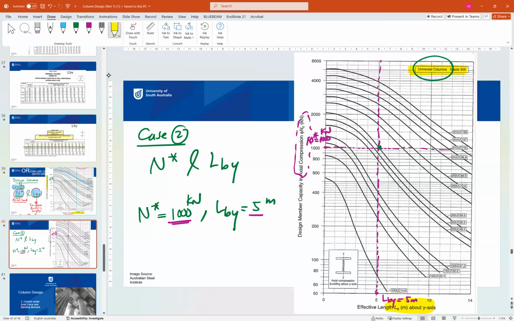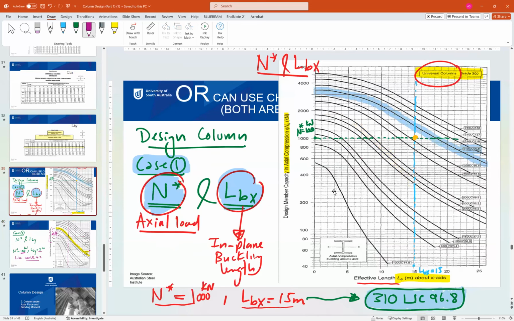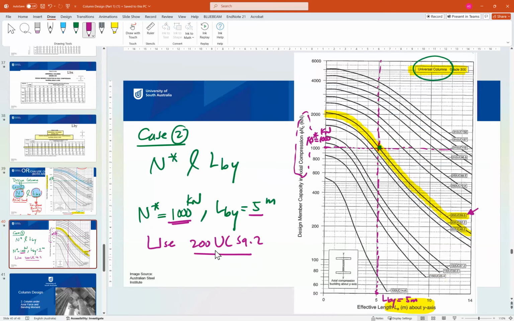So this means that this curve, or this column, is suitable for us. So if we look to this column, it is 200 UC 59.2. So for LBX, we need 300 UC, and for LBY, we need 200 UC.